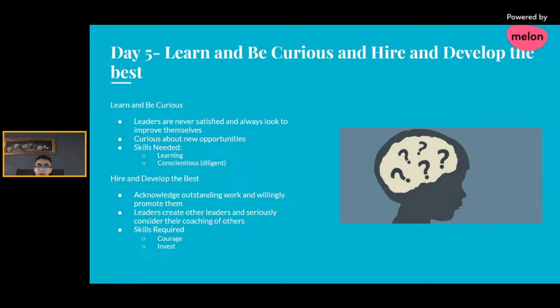Hire and develop the best. Leaders acknowledge outstanding work and are willingly open to promoting them. Leaders create other leaders and seriously consider their coaching of others. In order to do so, they must have courage and be able to invest.